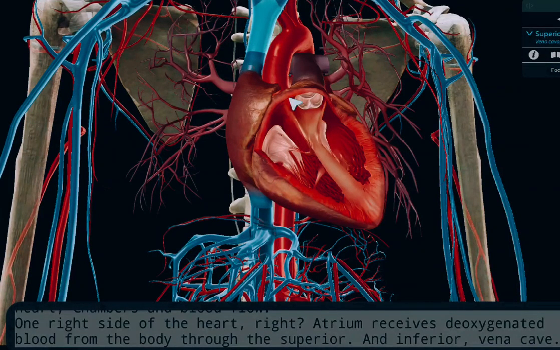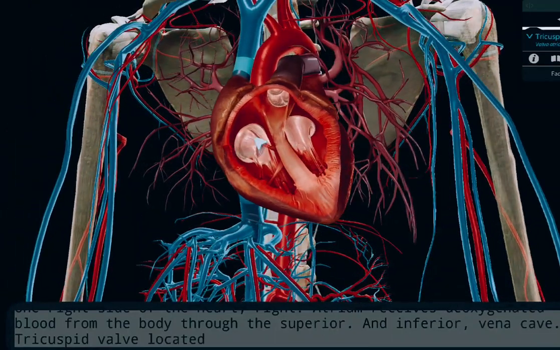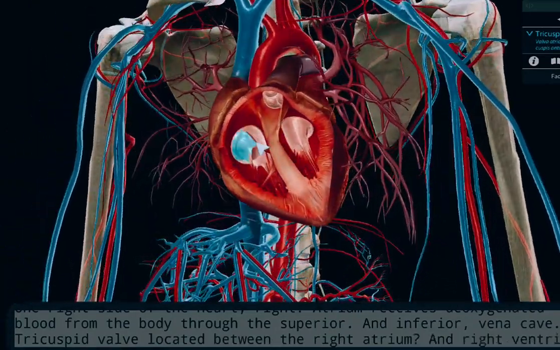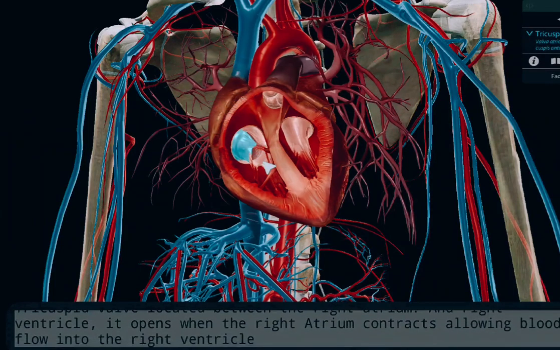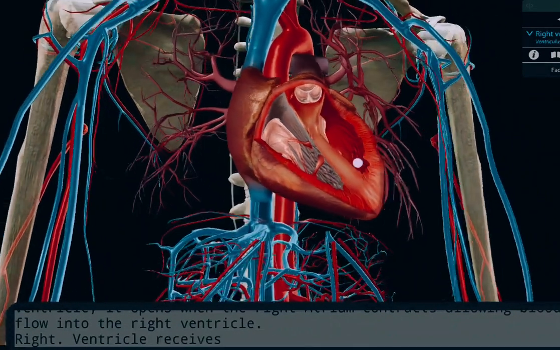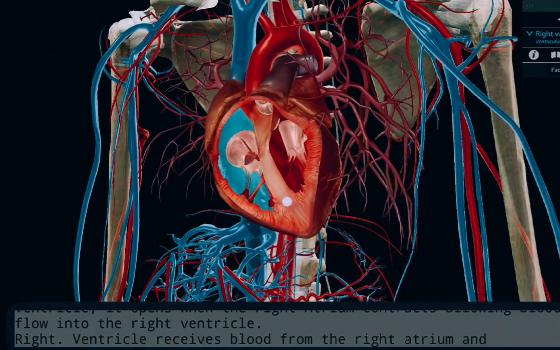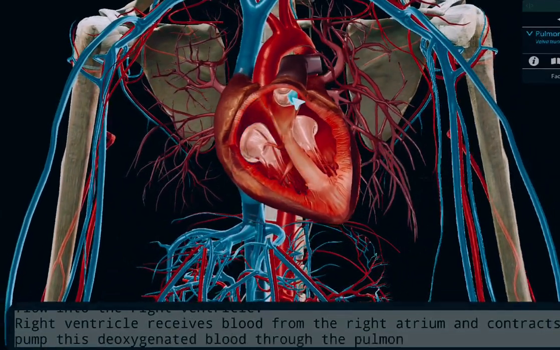Tricuspid valve. Located between the right atrium and right ventricle, it opens when the right atrium contracts, allowing blood to flow into the right ventricle. Right ventricle receives blood from the right atrium and contracts to pump this deoxygenated blood through the pulmonary valve.